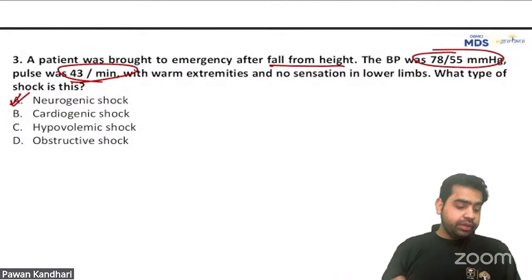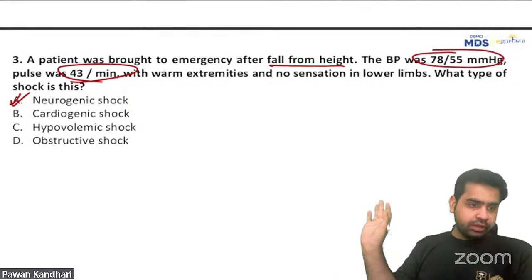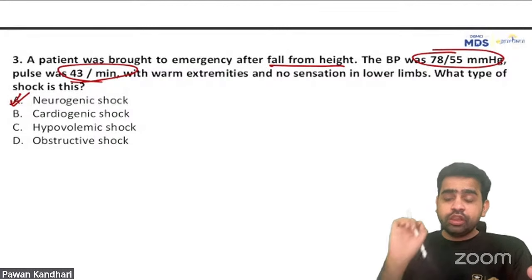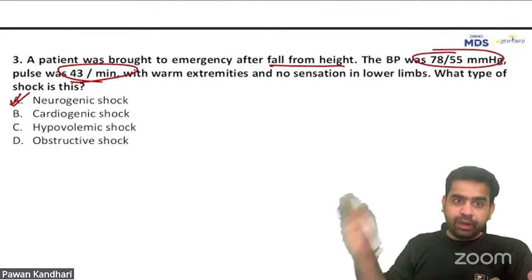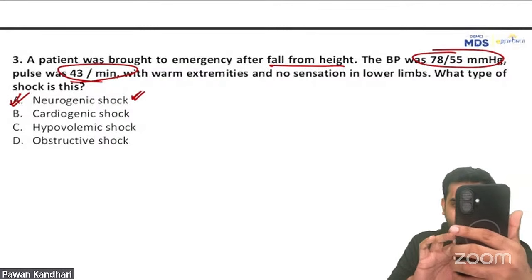So always remember, forget about the history of fall and all those things, that is a different story altogether. But if you have any question where there is hypotension with bradycardia, the answer is neurogenic shock. Pretty straightforward question.